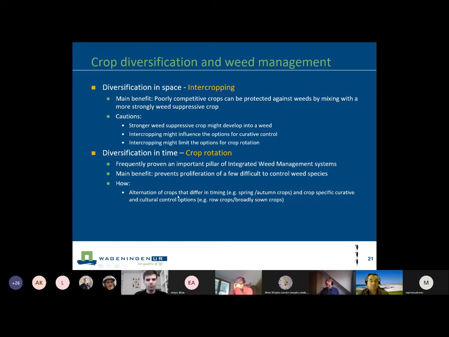And so the alternation of crops that differ in timing, the sowing time or the harvest time, and also the options we have to control the weeds in a curative way or with the help of cultural control options, they differ a lot for different crops, and that is what we make use of. So my conclusion would be that if we are talking about weed management and crop diversification, the diversification in time offers much more perspective than the diversification in space. Diversification in space is relevant, but only in very specific situations.